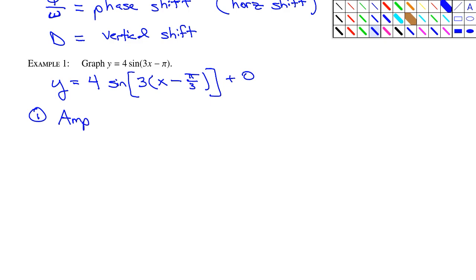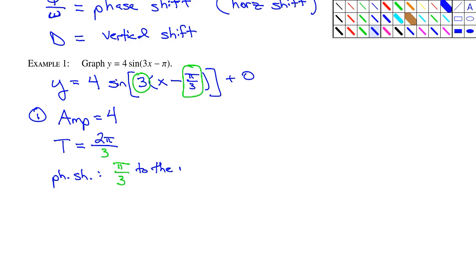So the amplitude is going to be equal to 4. Step 2, the period is going to be 2 pi divided by 3. And the phase shift is going to be, from this number right here, pi over 3 to the right. Now, how do we graph this?